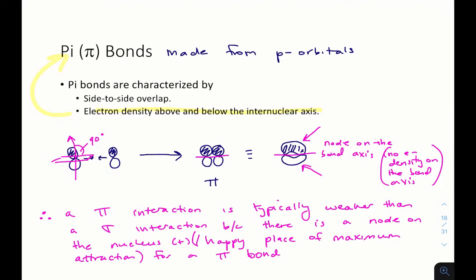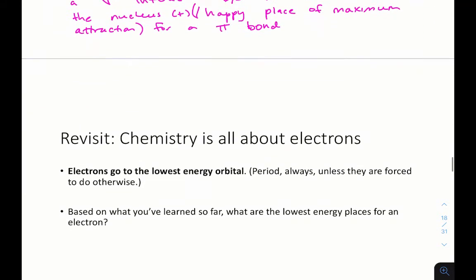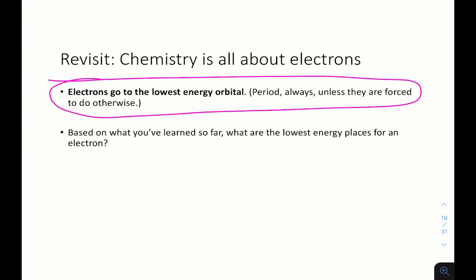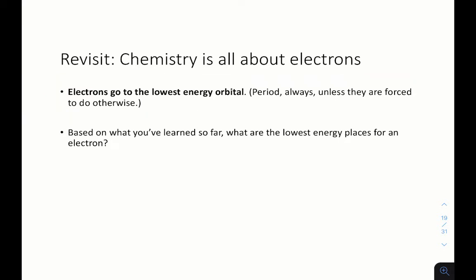Let's take a moment and revisit our theme here. Chemistry is all about electrons. As we've discussed, electrons go to the lowest energy orbital unless they are forced to do otherwise, so unless they're promoted by light or something else. So based on what you've learned so far, what are the lowest energy places for an electron?